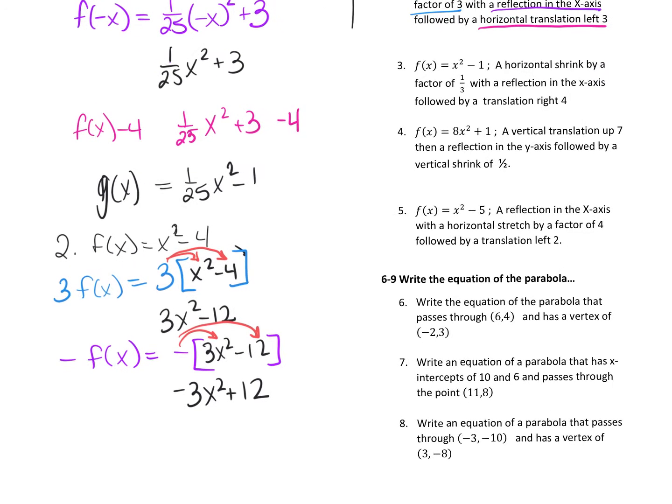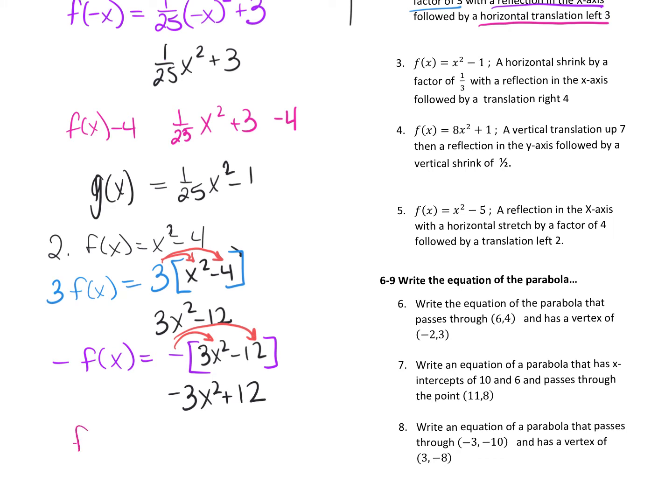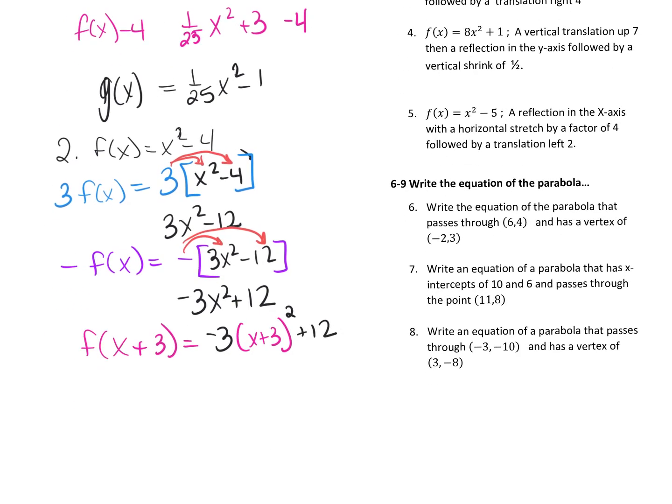And a horizontal translation left 3, that's f of x plus 3. Remember, everything horizontal is opposite. We want left to be negative, but it's plus 3, which means I'm replacing the x with x plus 3, squared, plus 12. So I should be creating a set of parentheses there with a square on it, and this is where we said we don't need to FOIL on this worksheet. So my final answer, g of x, is negative 3 times (x plus 3) squared plus 12.